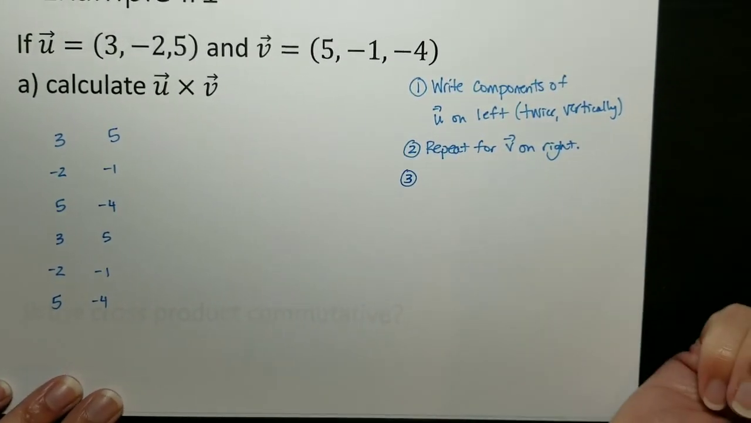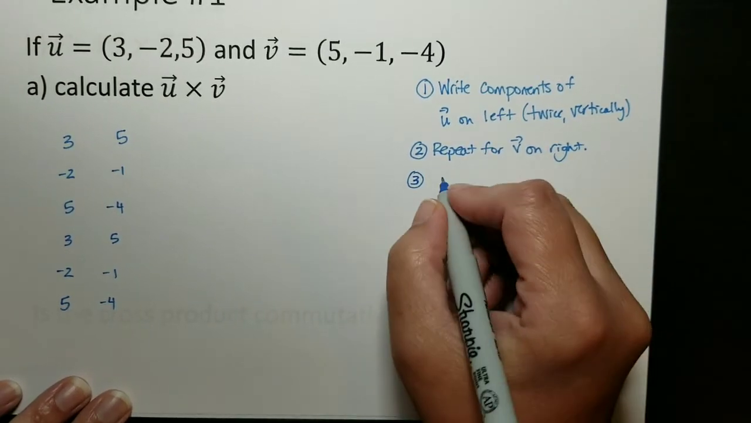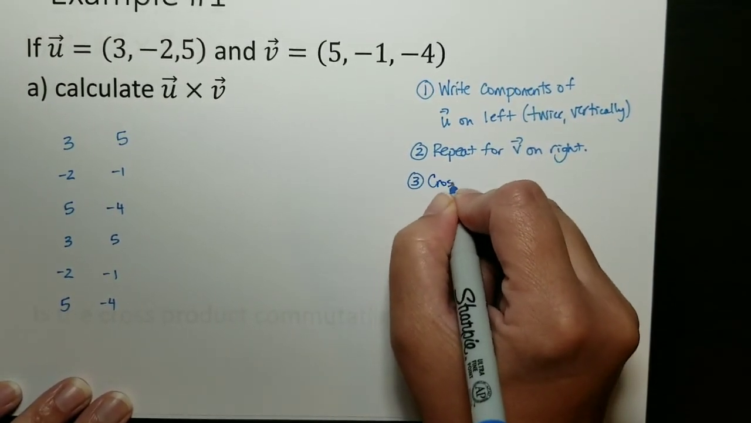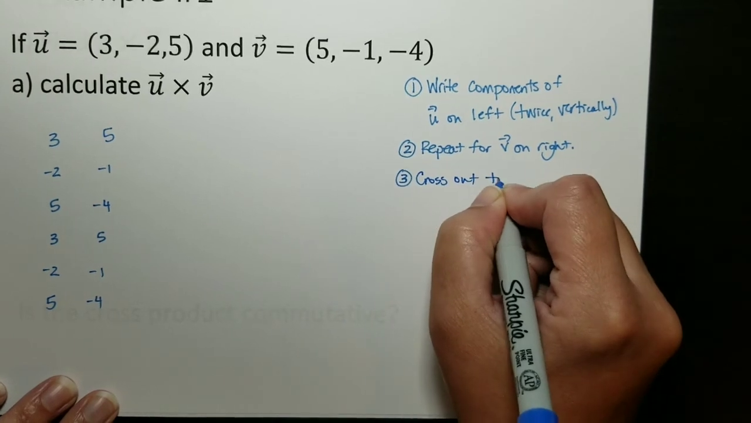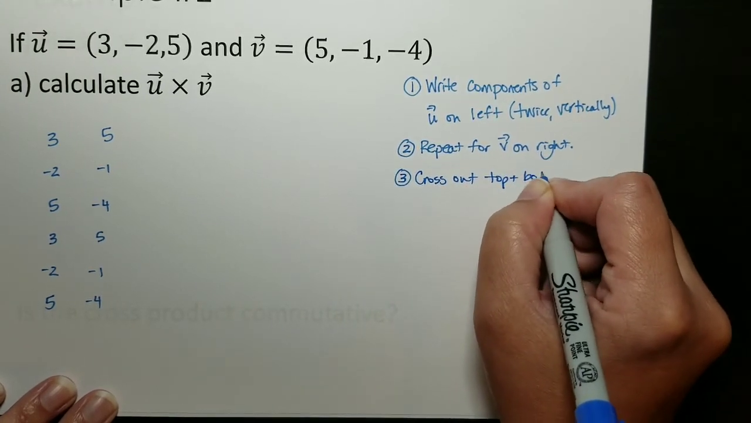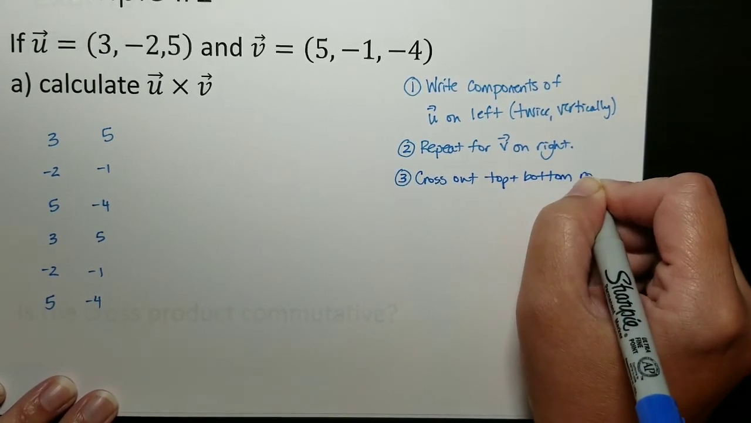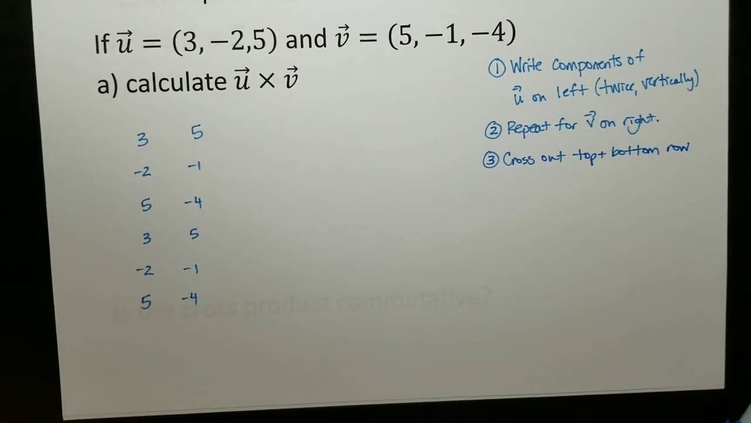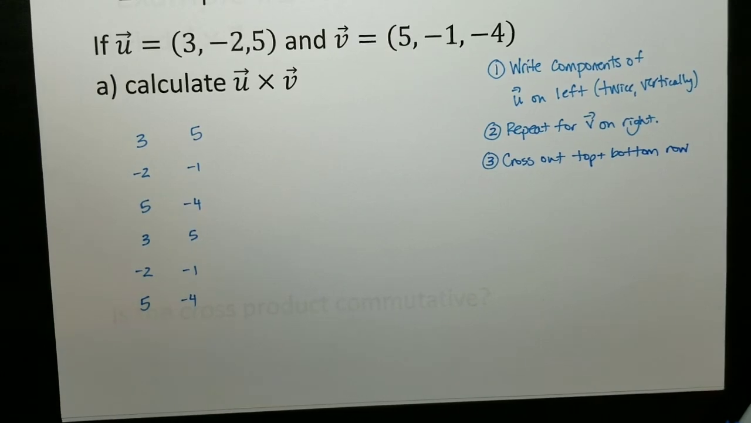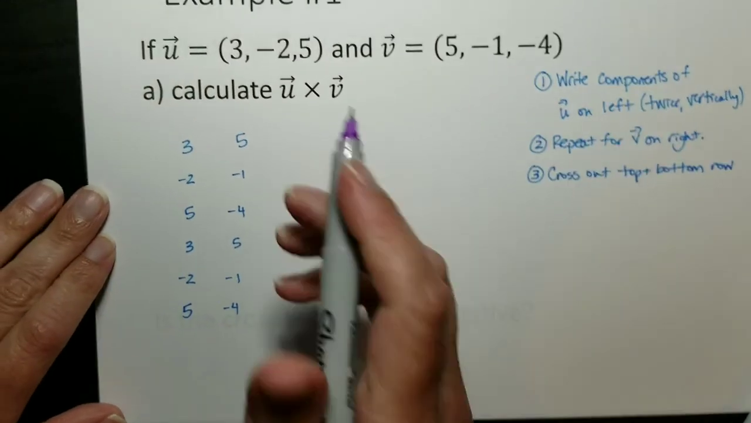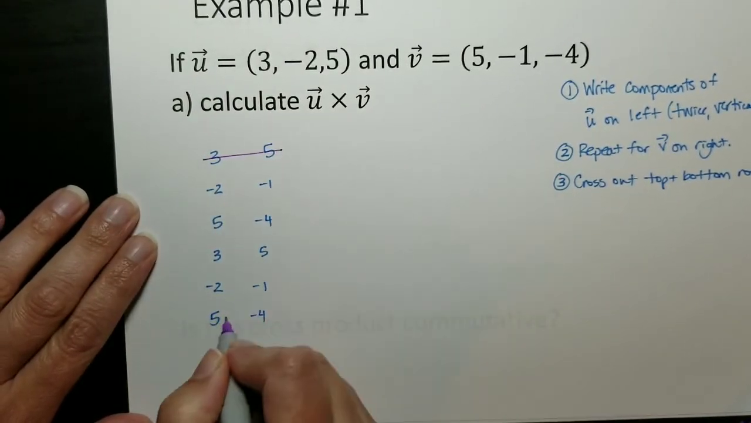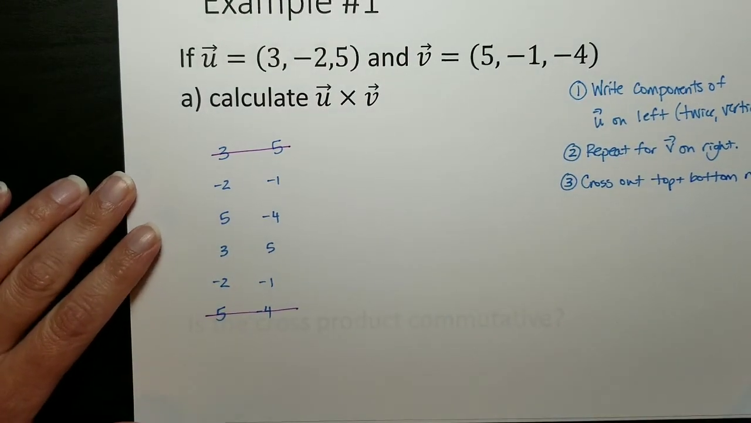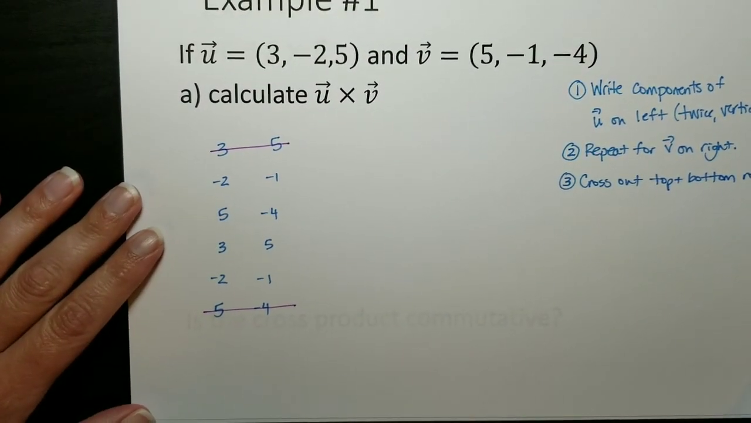The next step is to cross out the top and bottom row. I just take a pen or a pencil and cross out the top and bottom. We don't need them at all.